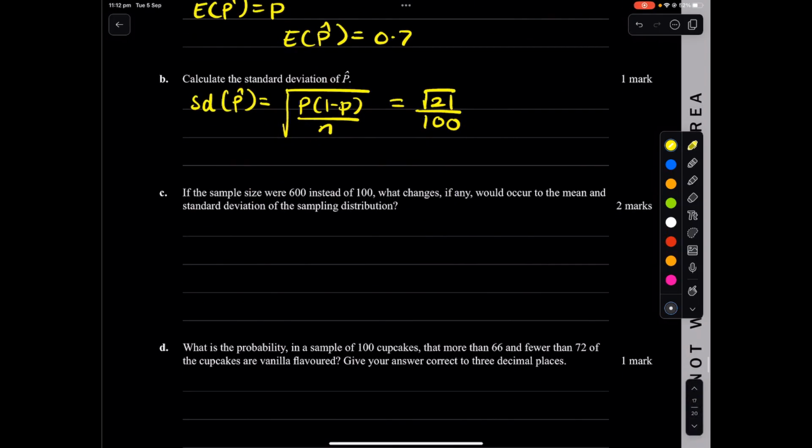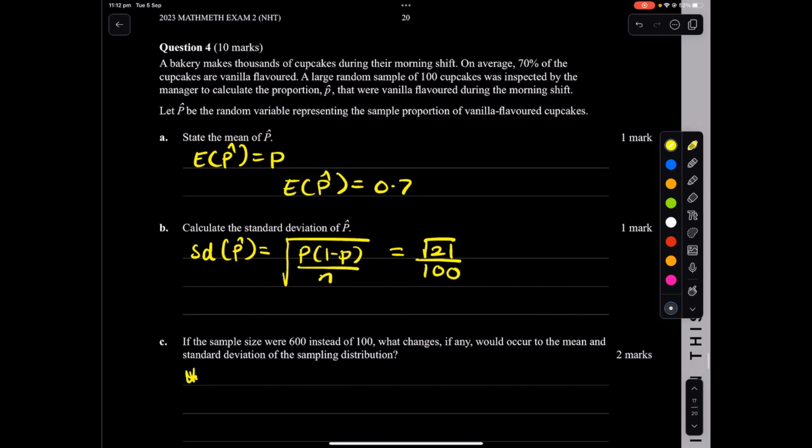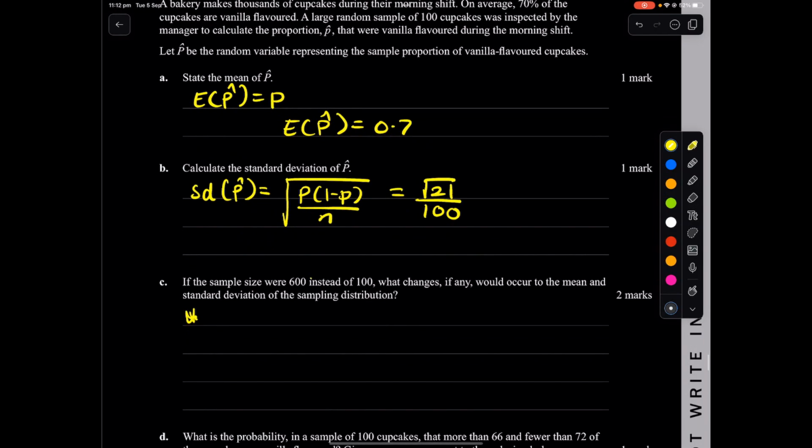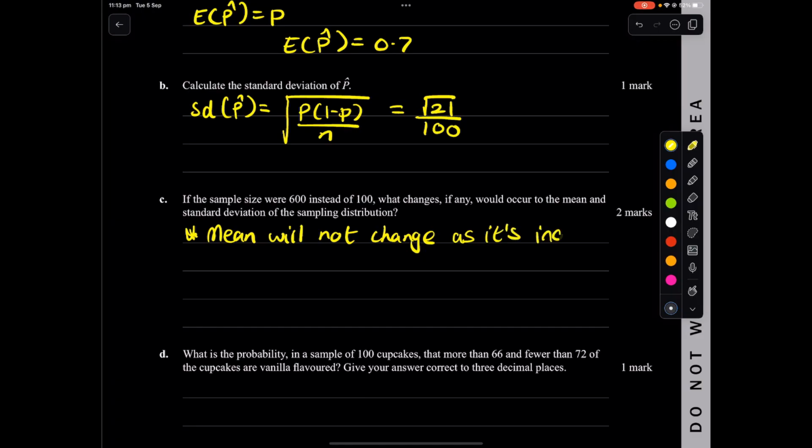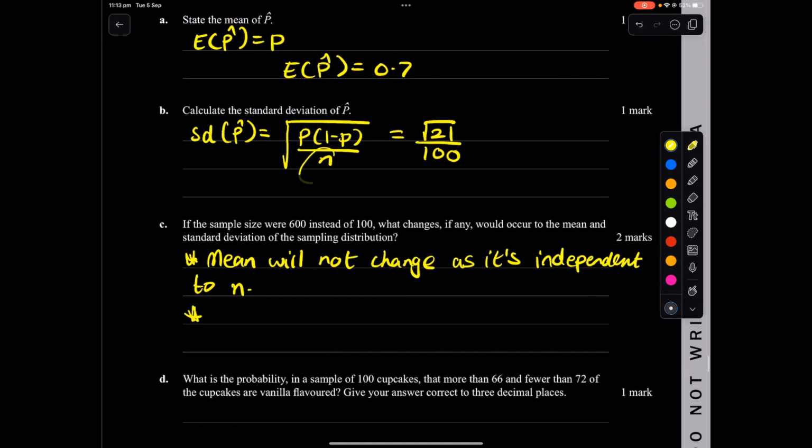Done. If the sample size was 600 instead of 100, what changes, if any, could occur to the mean and the standard deviation of the sample? What should I know? The expected value would not change because it's only dependent on the p value and not the actual n value. So we can say the mean will not change. It's a 2 mark question. What about the standard deviation? Yes, it will change because it has the value of n here.